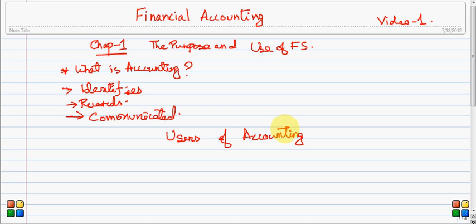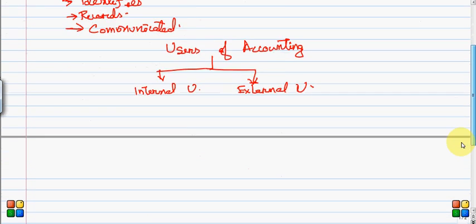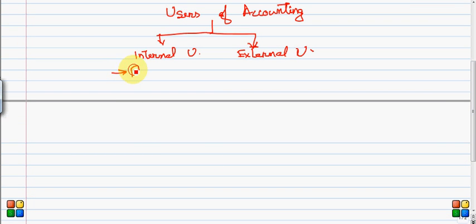And then if you look at the external users, there are several types of external users of accounting information. They can be investors, creditors, economic planners, regulatory agencies, etc. So let's look into them in detail. First, the two types: internal users and external users. What do internal users do? They plan, organize, and run the company or the business.